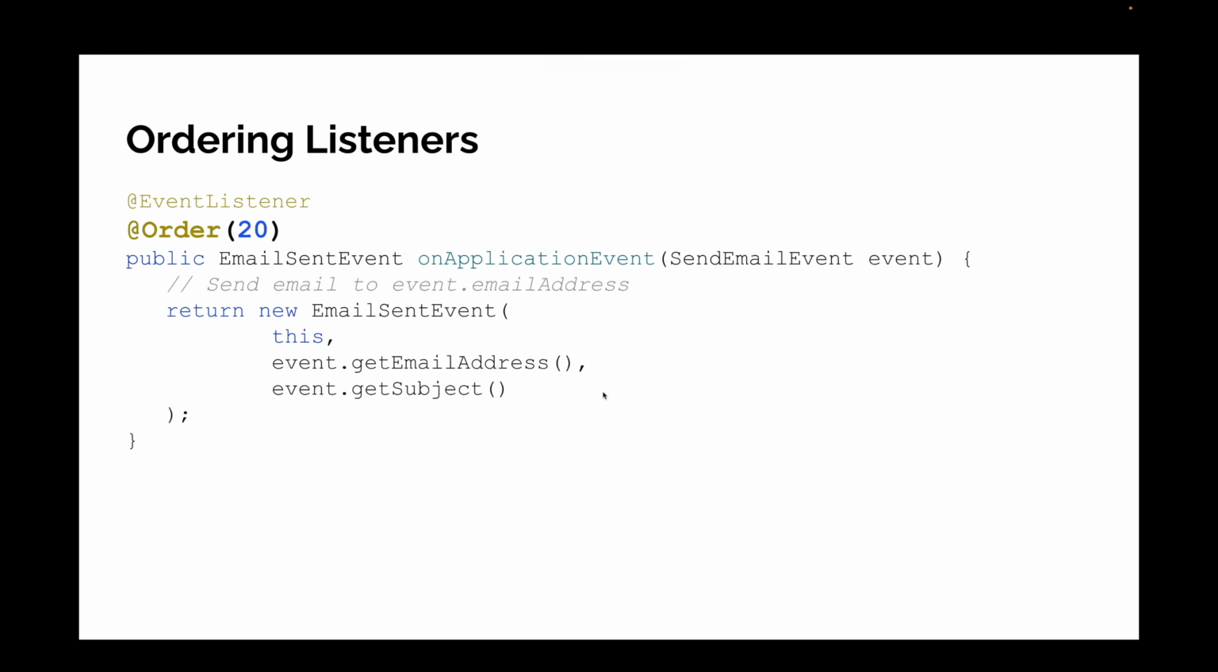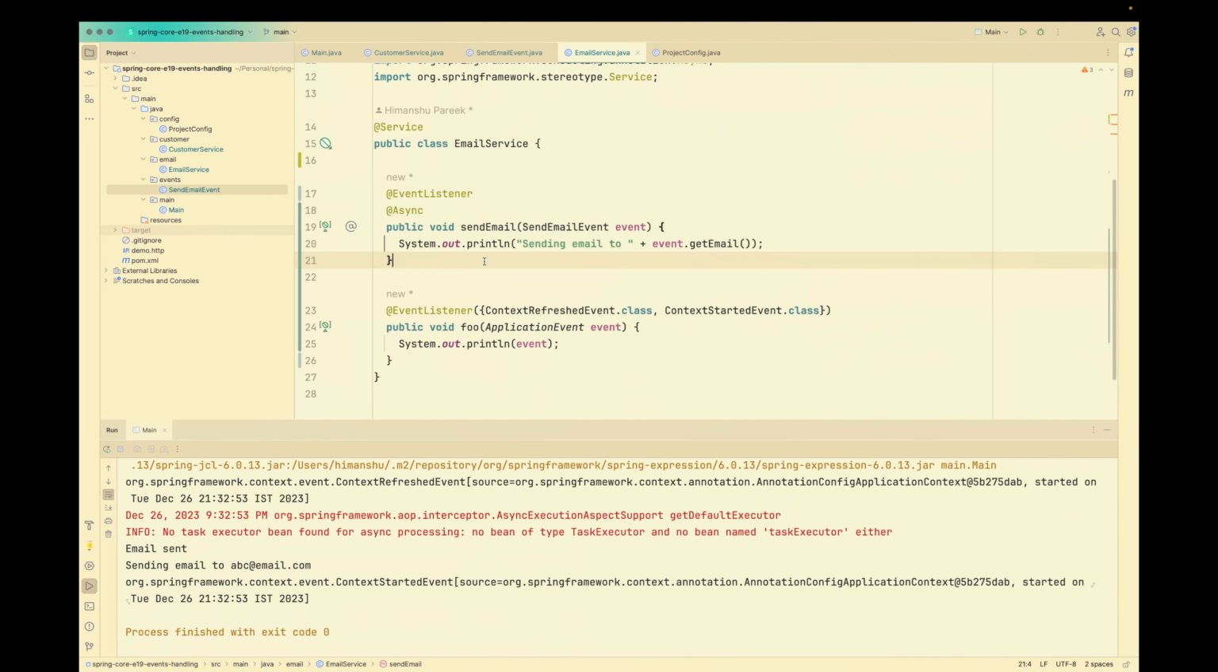Now, ordering listeners. Let's say you have multiple listeners for the same event. If you want to order them, you can use the Order annotation with the order. If the order value is lower, then it will get higher priority. So let's see that here.